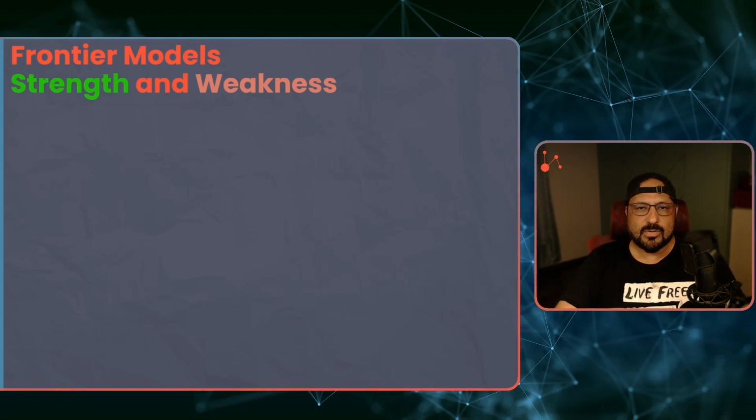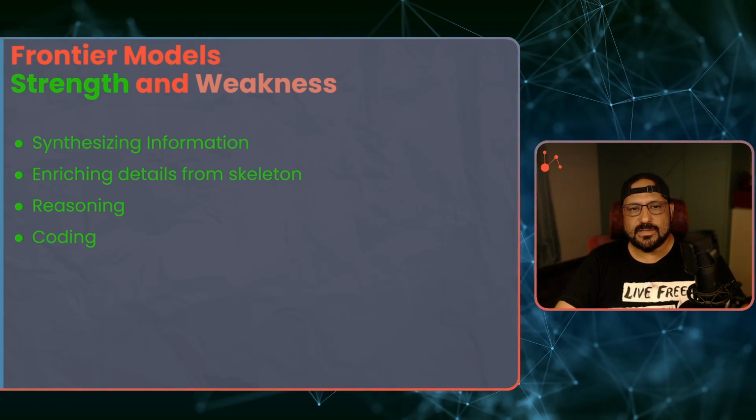So let's talk about the frontier models' strengths and weaknesses. In terms of strength, obviously they're very good at synthesizing information. If you give a large block of text and ask a question on it, or ask them to summarize it or highlight certain points, then they are very good at going through the text, synthesizing the information, and presenting it to you so that you can understand easily.